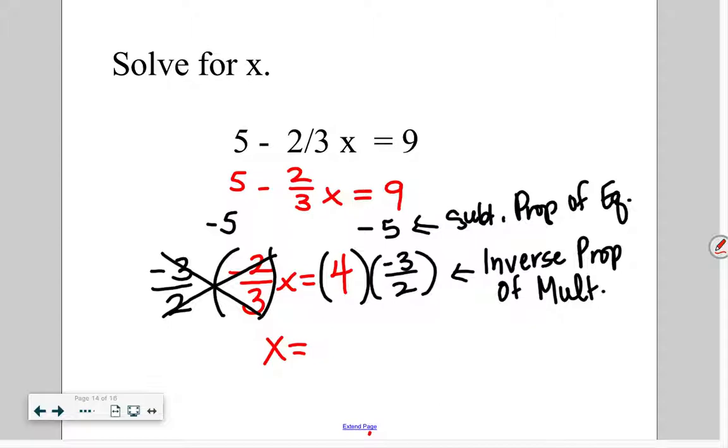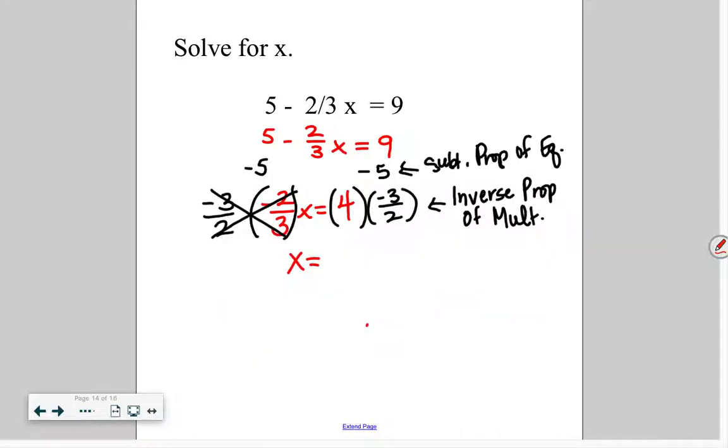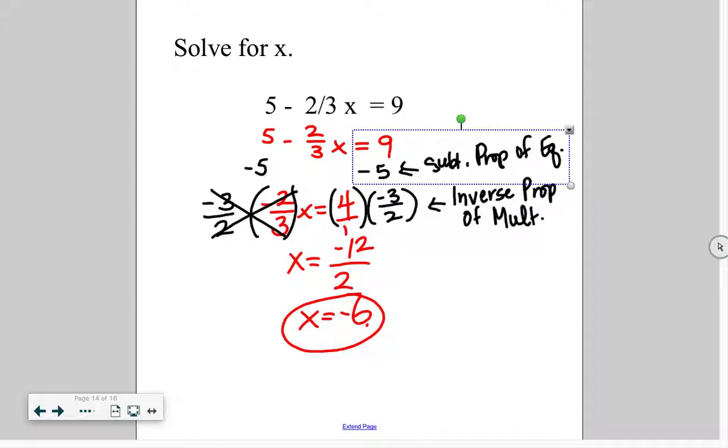So you are going to have cases where you are going to be multiplying by a reciprocal, and you need to recognize that as the inverse property of multiplication. Now, how are we going to multiply 4 times negative 3/2? Put it over 1. What is 4 times negative 3? Negative 12. What's 1 times 2? So x is going to equal negative 6. So now we have the subtraction property of equality and the inverse property of multiplication.